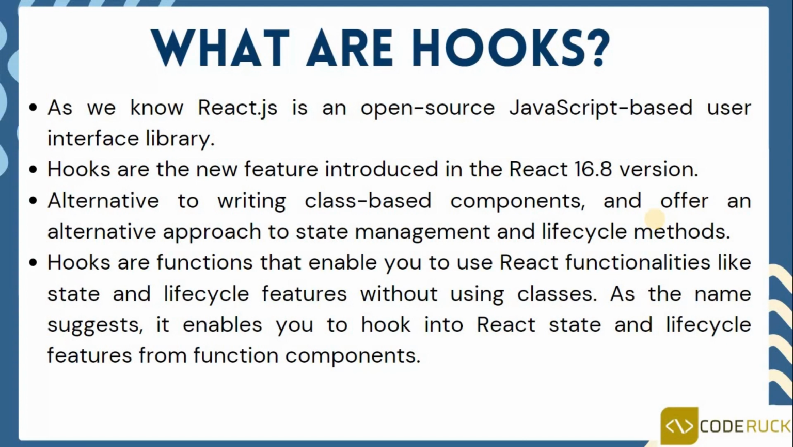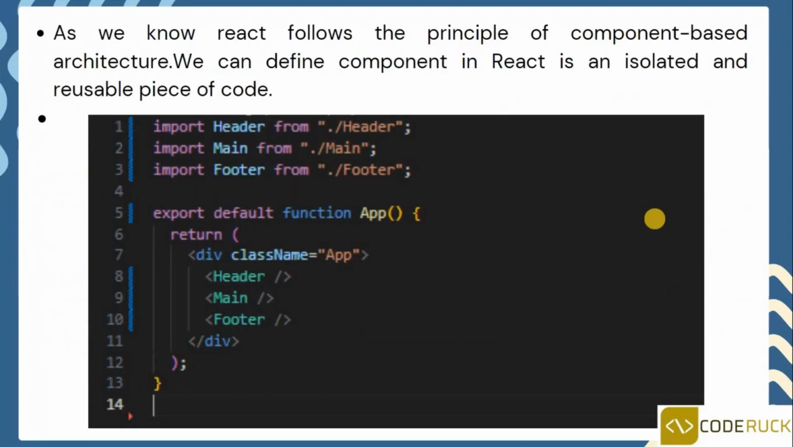Now we will cover more on what hooks are. So, as we know, React follows component based architecture. As you can see in this program, we have created a header component, main component and footer component, and we are exporting them into our root component, that is the app component. So what we are doing right now is merging all our child components into one parent component. Why are we doing that?